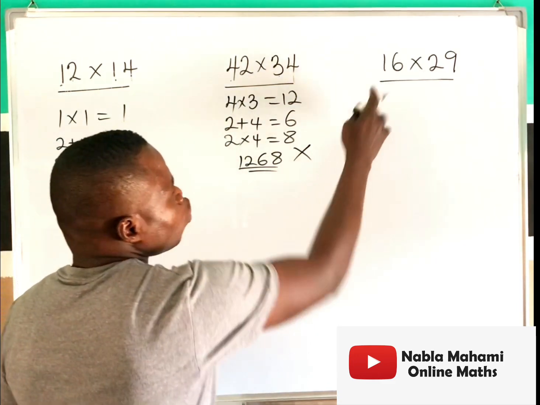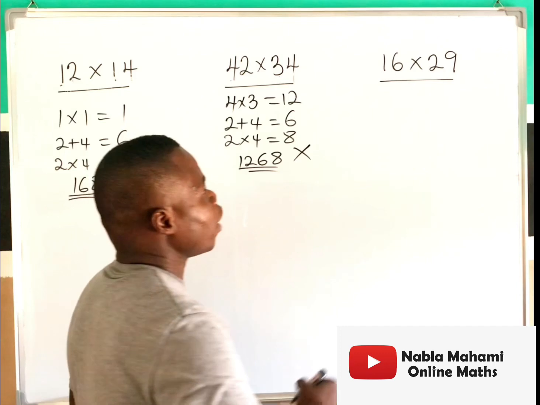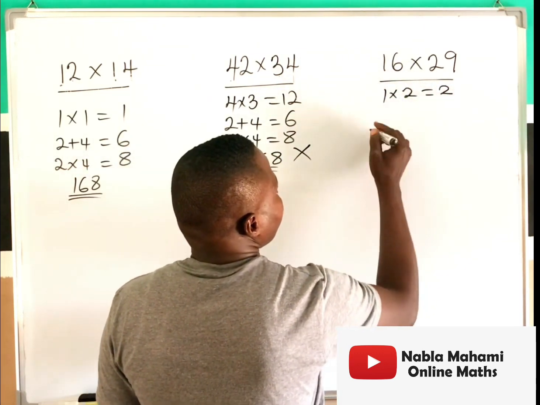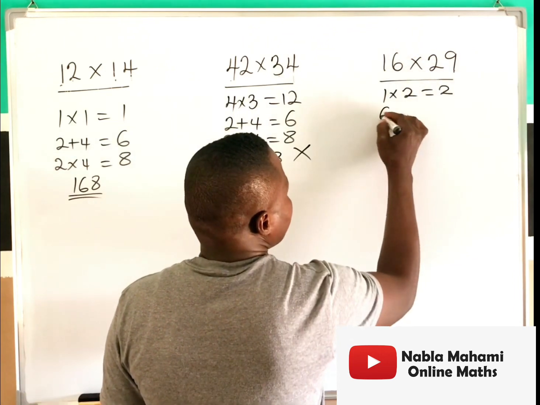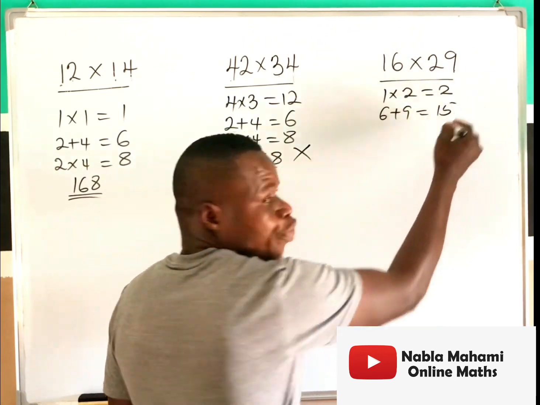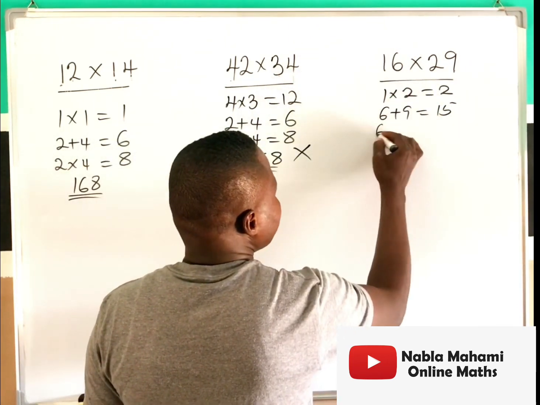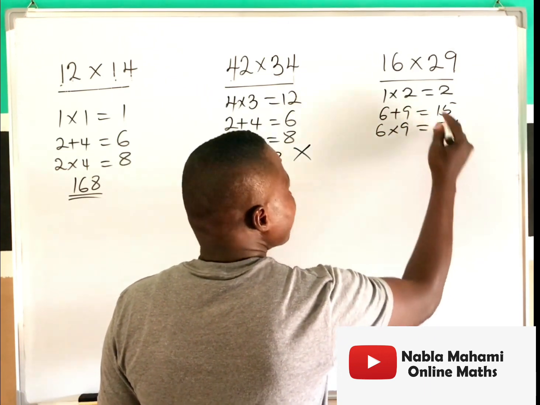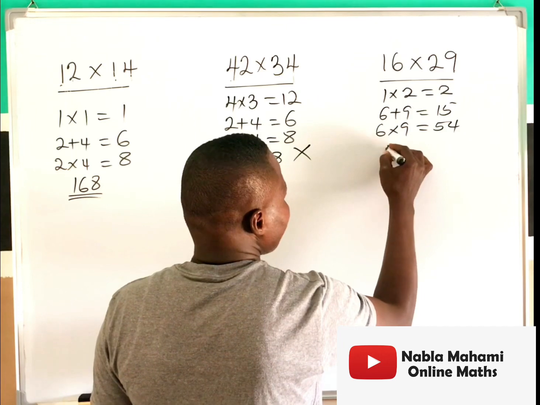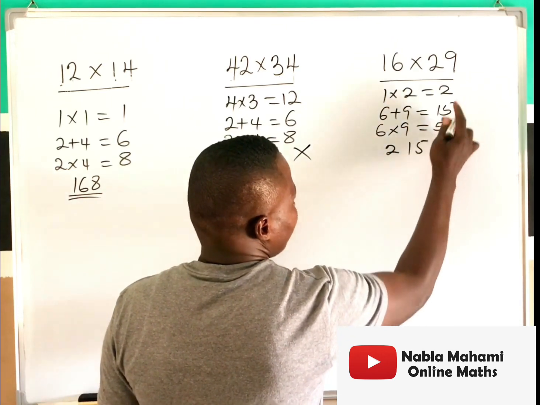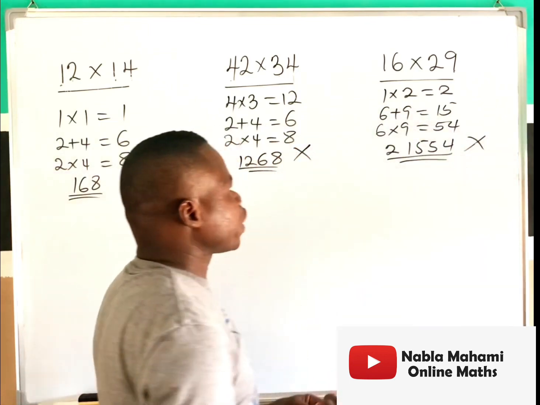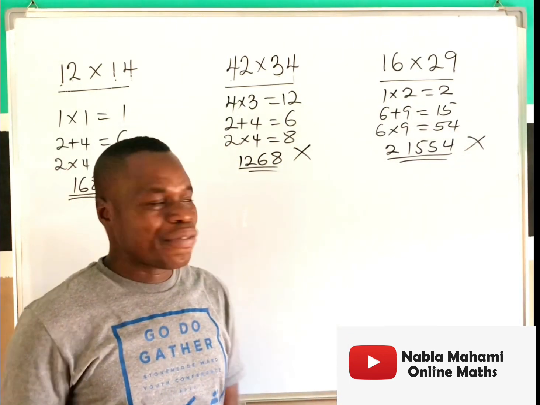If you go to this place and you are still going to use the same procedure, you take 1 times 2. That will give you 2. Then second plus second, that is 6 plus 9, and you get 15. Then you also take second times second, that is 6 times 9, and you get 54. Then you try to write your answer by starting from the top: 2, 1, 5 because of 15, and 5, 4. When you do this, it's wrong, because 16 times 29 is not 21,554.